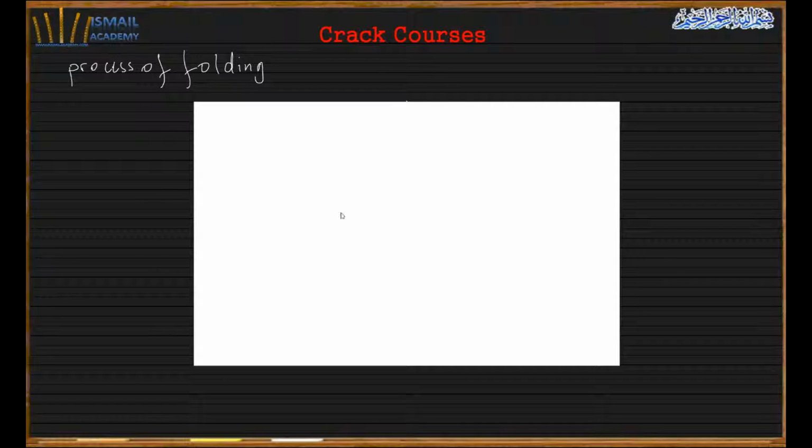The first thing I need to do here is fold this one into two equal pieces. So I'm going to draw a line to show where the folding occurred. That's the first step I need to do. So fold into two sheets, for example.